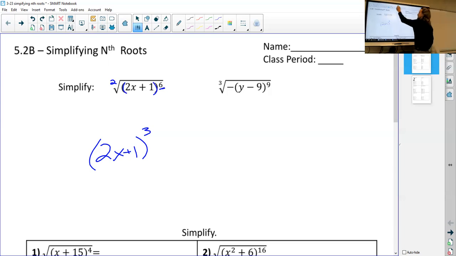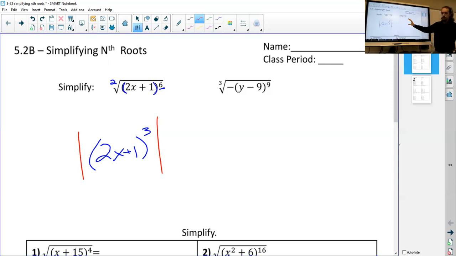And we have tools for that. You got to think back, what can I put that'll always make my answer positive? And you'd be like, oh yeah, those fancy looking bars, right? So for our answer, we say it's the absolute value of 2x plus 1 to the 3rd power. Okay? Now you don't always need that.